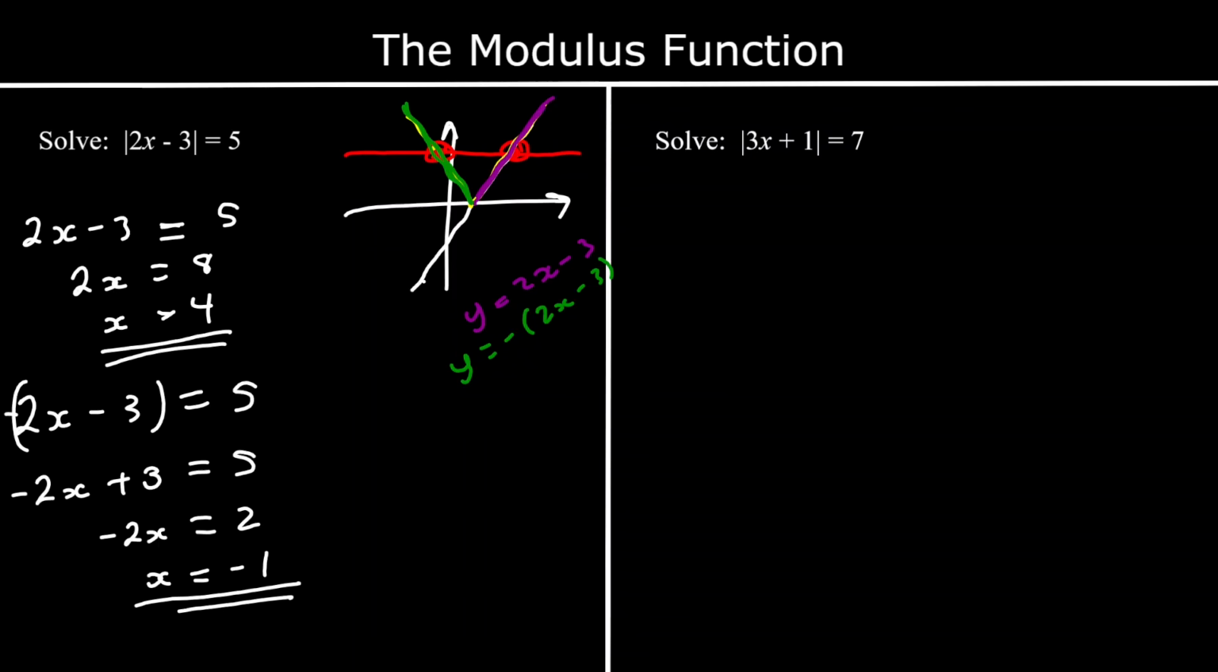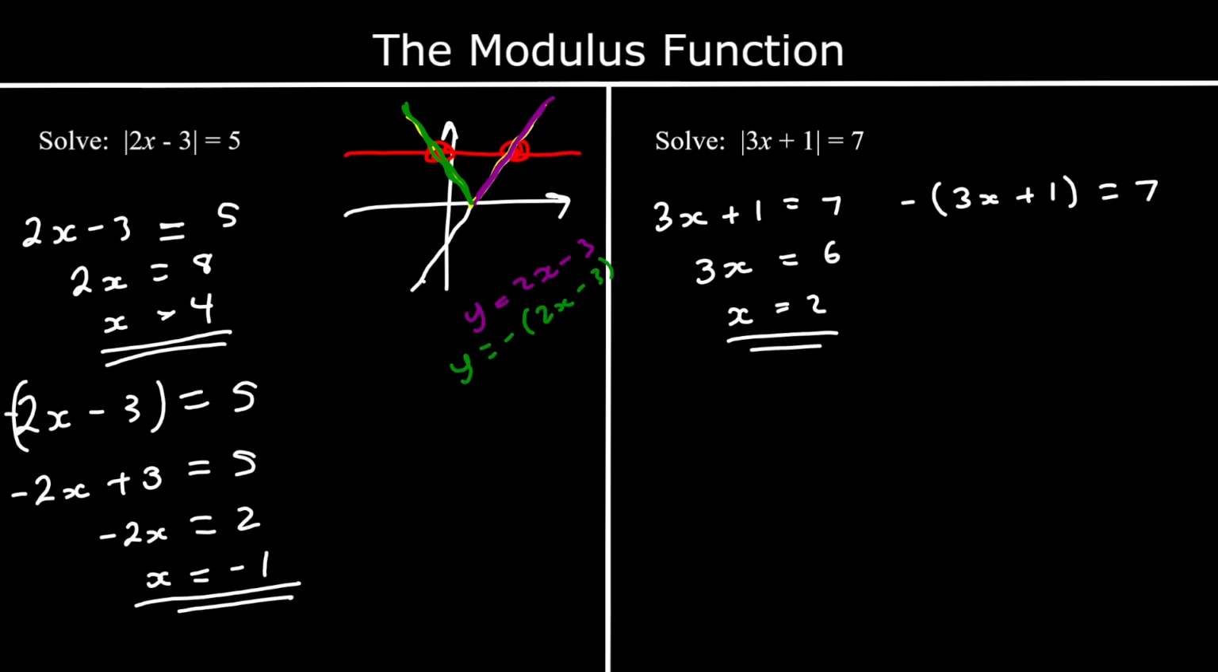One for you to try. Pause the video and give it a go. So we're going to solve two equations. So either 3x plus 1 equals 7, or the negative version of 3x plus 1 equals 7. The first one, take away 1, divide by 3, x is 2. For the second one, I'm going to times both sides by negative 1, then take away 1, then divide by 3. So x can be 2 or minus 8/3.